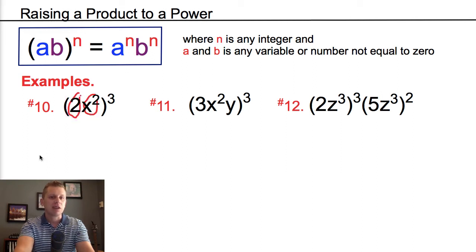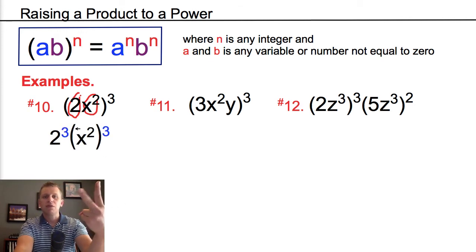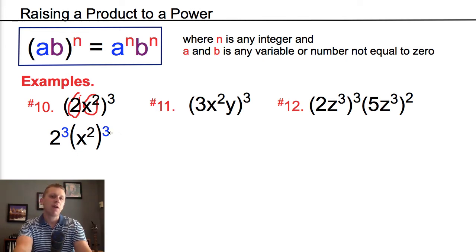Let's see what that looks like. That would look like this. Well, 2 cubed is 2 times 2 times 2. 2 times 2, 4. Times 2, 8. X squared cubed, when I take a power to a power, we just learned we multiply. 2 times 3 is 6. And if you look, I get 8x to the 6th.